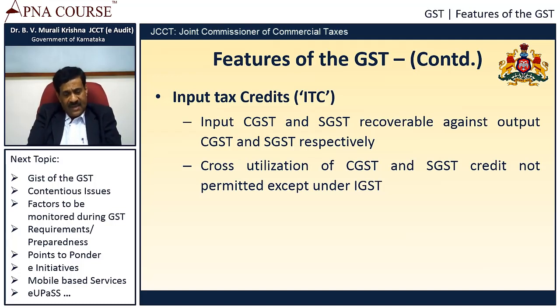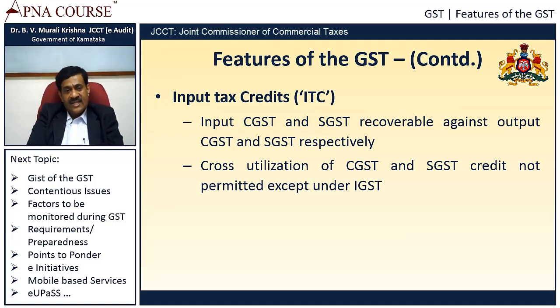If we understand that much of the backend process, I think the GST will take care of that reconciliation mechanism. And cross utilization of CGST credit is not permitted except under IGST. That is to say, CGST has to be set off against CGST, and SGST has to be set off against SGST only, not interchanged. But CGST and SGST can be set off against the available IGST. I will explain in the next slide how IGST flow can happen and how it can be set off.